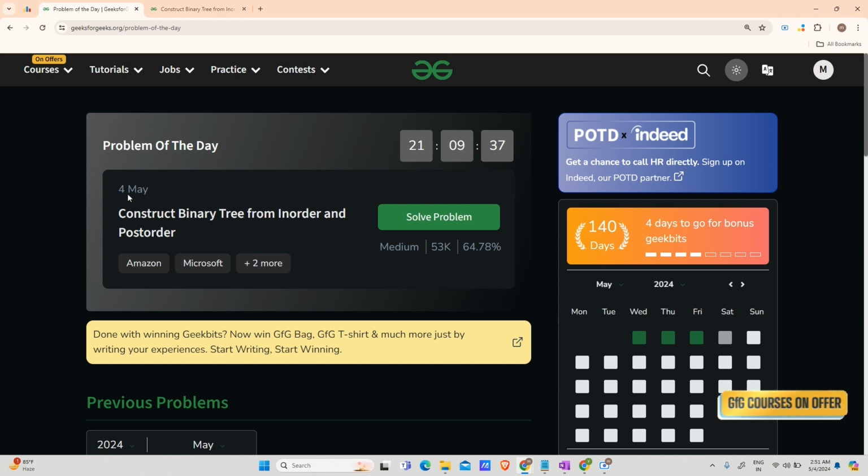The question for today is a very standard and very beautiful question: Construct binary tree from Inorder and Postorder. So let us have a look at the problem.